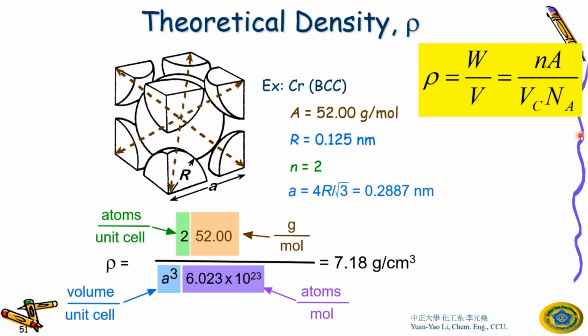So you can do the same thing for the copper. You can do the calculation. You can do the theoretical density of the copper, the silver, gold, whatever, as long as you know the atomic weight, the radius and the crystal structure.